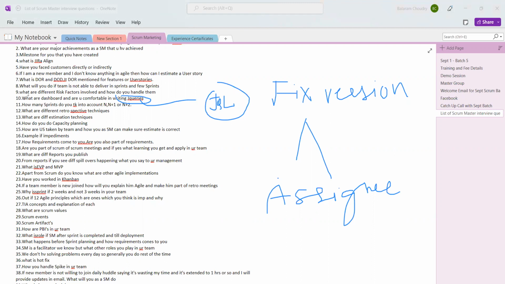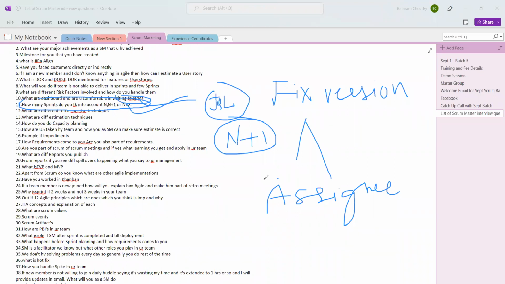All right. Now, how many sprints do you take into account? N+1 or N+2? So always remember, it is better to take N+1. Okay, and this is a very precise question, but keep your answer very simple. This is for what? N+1 is for what, Balram? So N+1 as in, let's say you are delivering something, and you want to take the time of an additional sprint to deliver it. You don't want to commit to it.